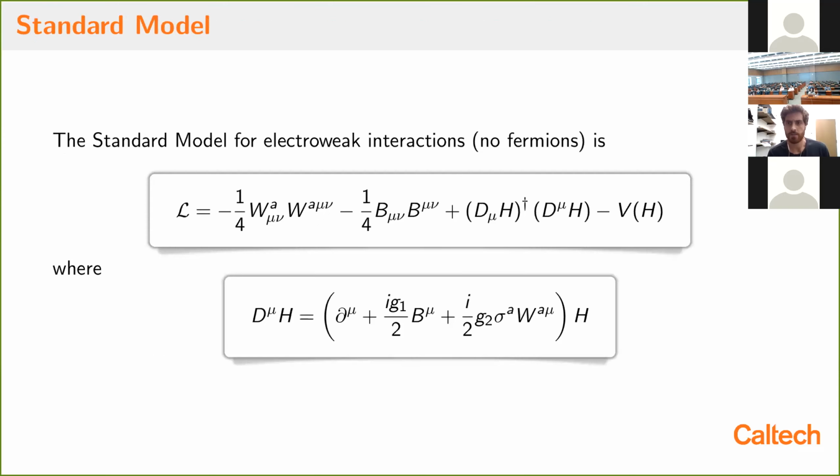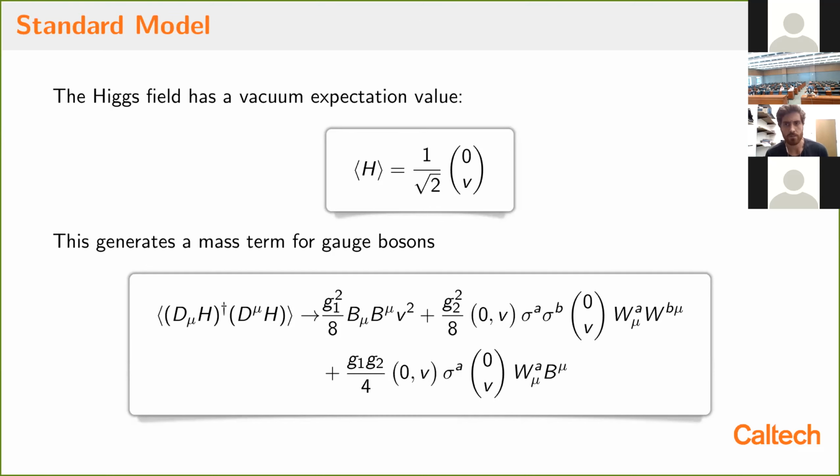So let's start with something very basic, namely the Standard Model for the electroweak interactions. No fermions for now, only the gauge bosons and the Higgs boson. The coupling between the Higgs boson and the gauge boson is hidden inside these covariant derivatives. The Higgs boson has one special property in that it has a non-zero vacuum expectation value. One consequence is that you can plug this vacuum expectation value into this term in the Lagrangian, and you end up with a mass matrix for the gauge bosons.